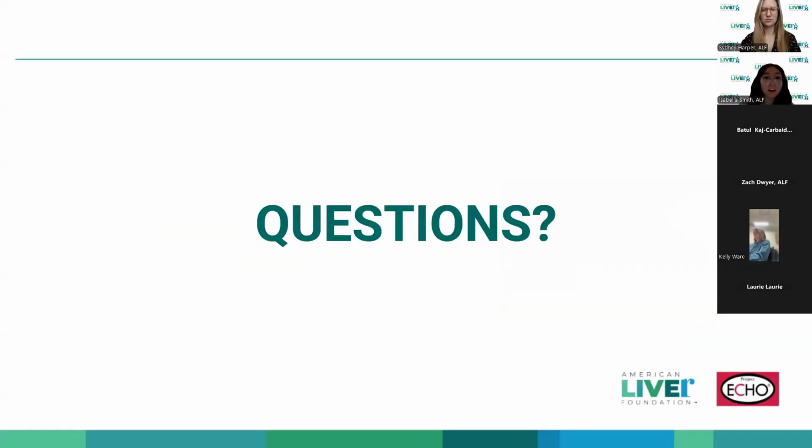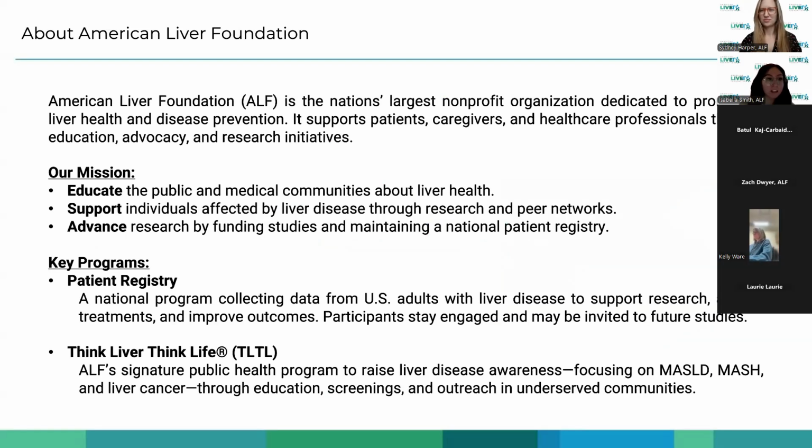But before I introduce her, I'm going to talk a little bit about the American Liver Foundation. The American Liver Foundation is the nation's largest nonprofit dedicated to liver health. Our mission is to educate, support, and advance research. Key programs include our patient registry. The patient registry is a national initiative designed to collect data from individuals 18 and older in the US with any form of liver disease. Its purpose is to help researchers better understand liver diseases, evaluate the effectiveness of current treatments, and improve patient outcomes. We also have the Think Liver, Think Life program. It's ALF's flagship public health initiative focused on MASLD, MASH, and liver cancer.